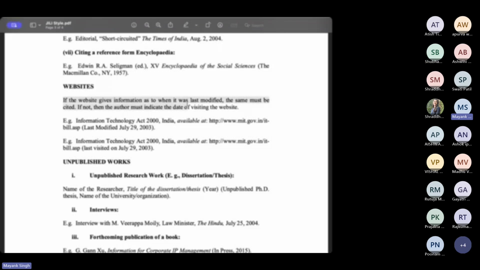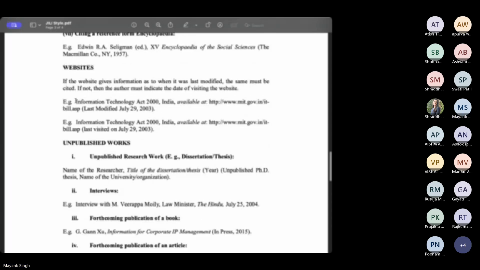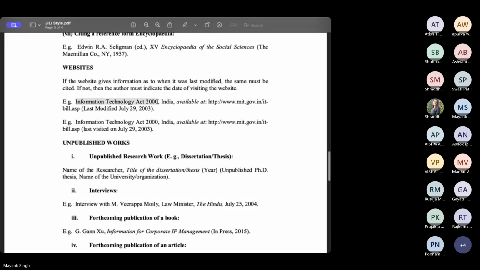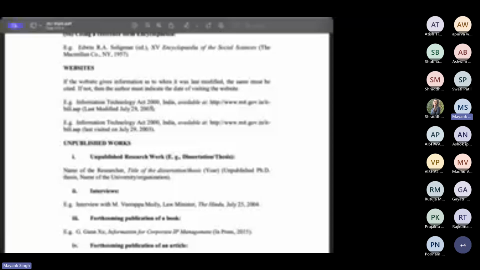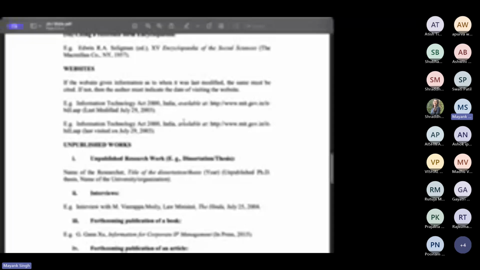If the website gives you information as to when it was last modified, the same must be cited. If not, the author must indicate the date of visiting the website. So suppose you have visited the Information Technology Act 2000, India. You write the website visited, available at, and then the whole HTTP address, from this to this. You go to the browser where you write your address, copy the whole of it and put it in your footnote. If it is given on the website, either at the start or at the end, that it was last modified, then you will write last modified. If not given, then the day you visited the website, you will write it as last visited on July 29, 2003, or any day on which you visited.